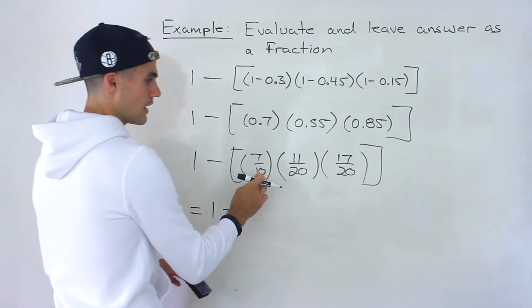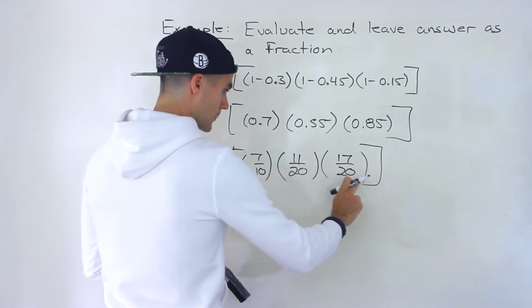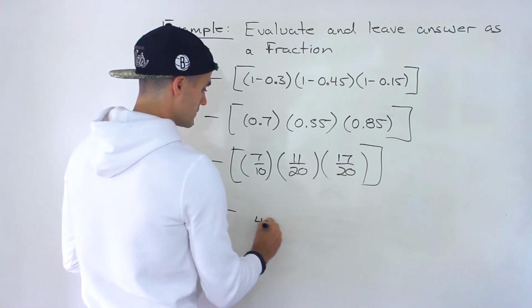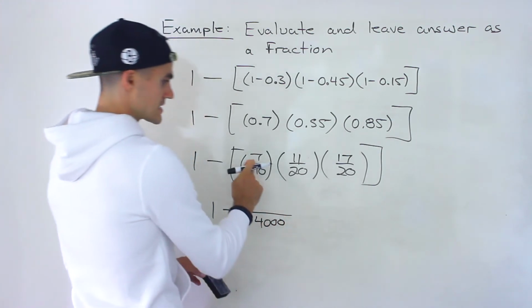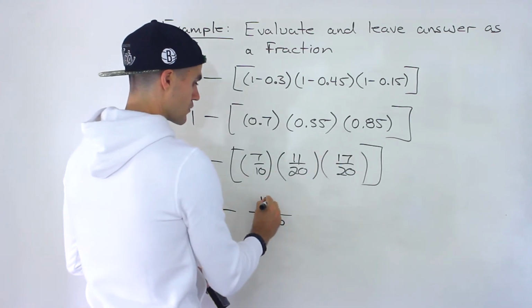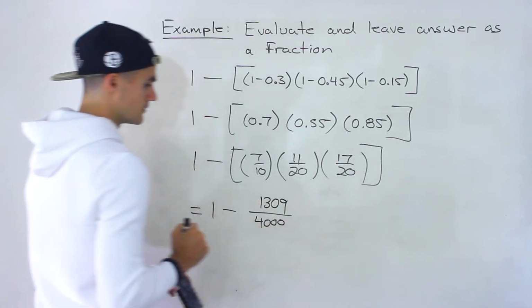So we would multiply the denominators, 10 times 20 times 20, that would give us 4,000. And then 7 times 11, which is 77, times 17 would give us 1309, like that.